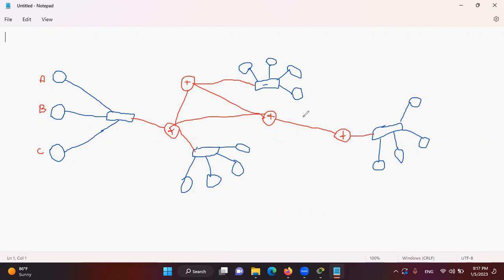So this is one network, and this is another separate network. The subnet mask must be the same for each computer within this network, but in the other network it can be different. Within each network they must be the same, but between networks they can differ. So please get the idea: the router is used to connect different networks together.